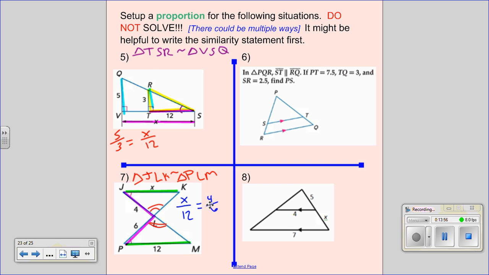So go ahead and answer number 6 and number 8 on your own. Again, all you're doing is setting up a proper proportion. That is the hardest thing on your upcoming tests. You have to know how to set up a correct proportion, so that's why we need to practice it a little more.